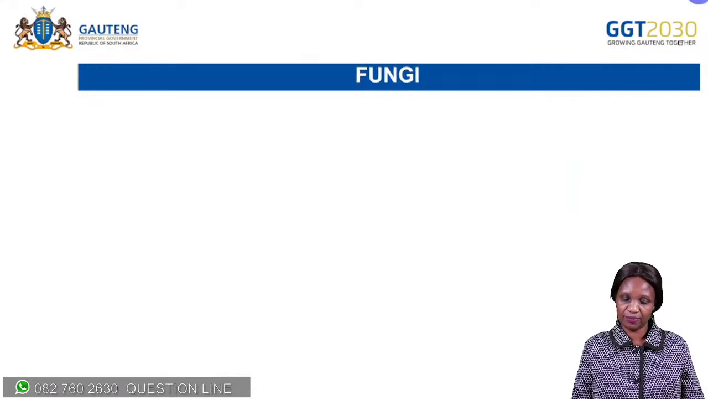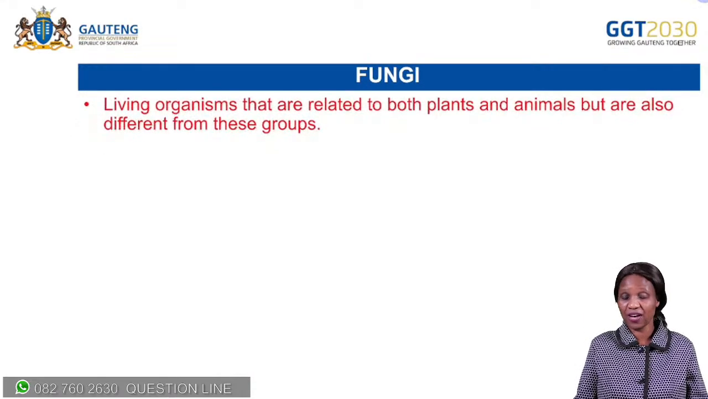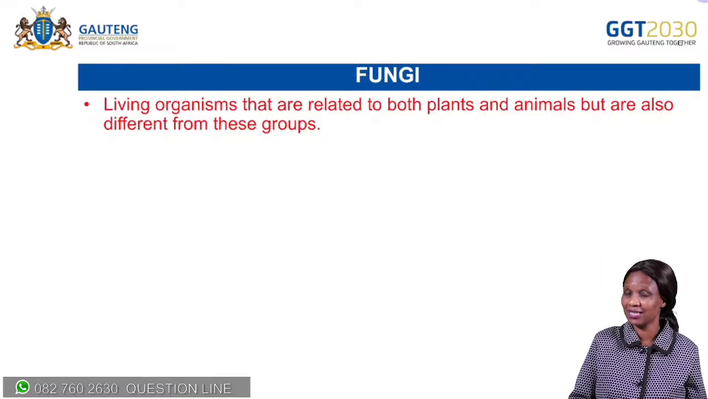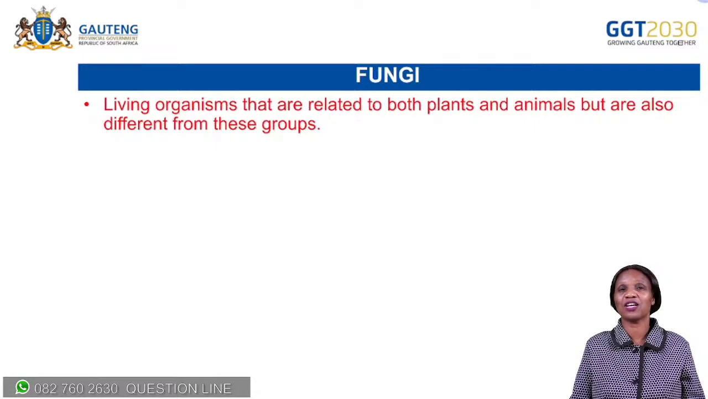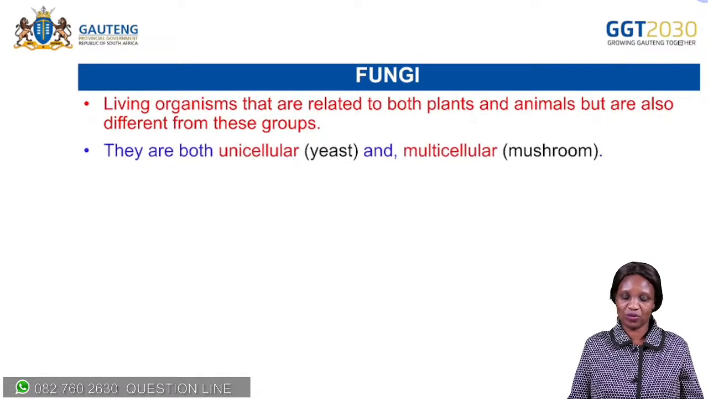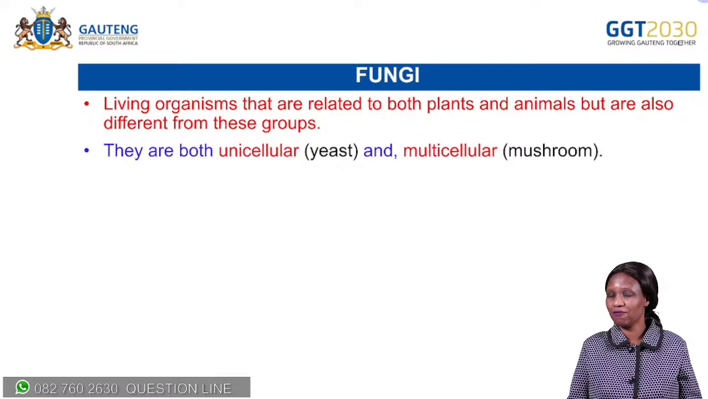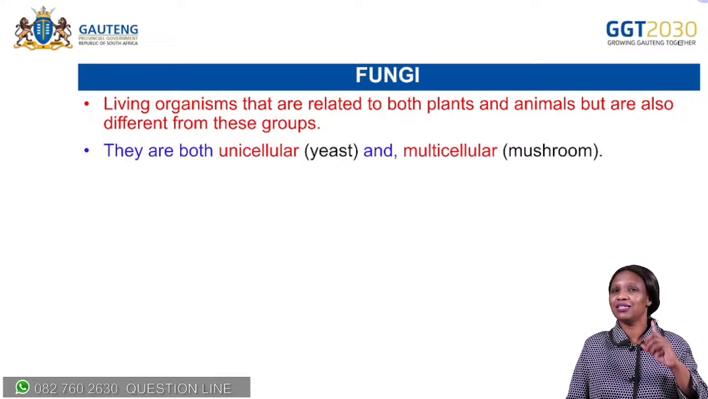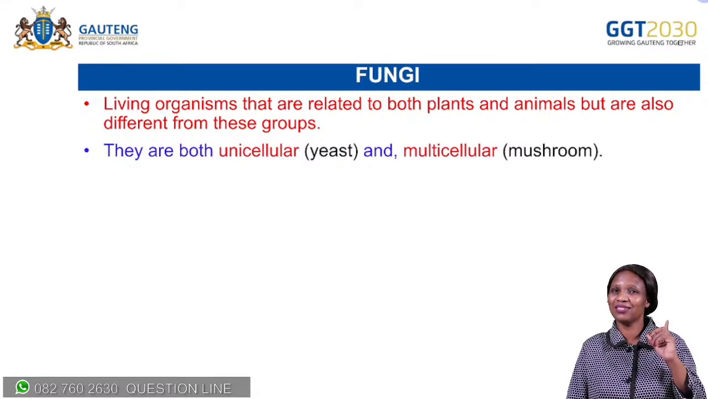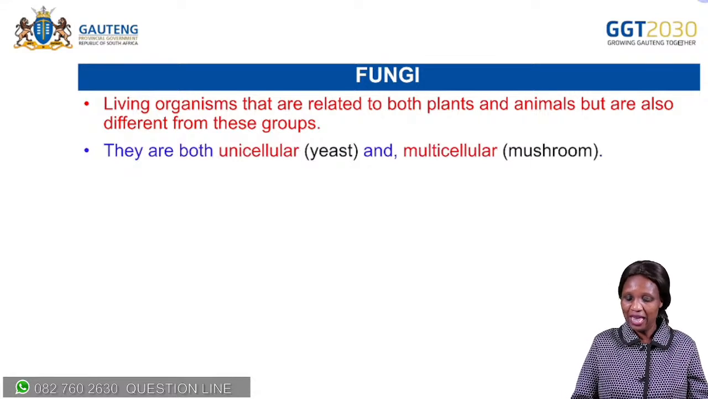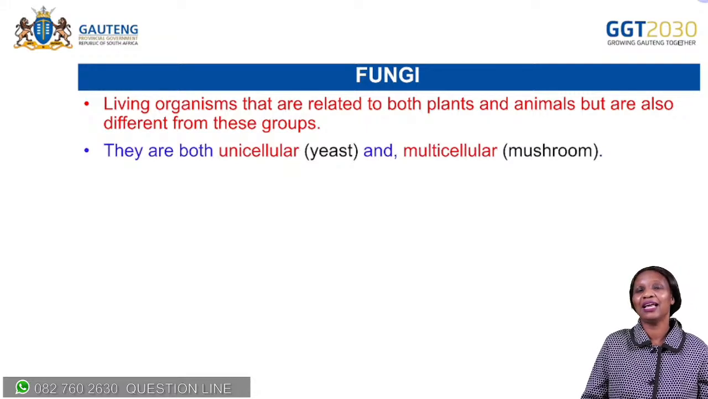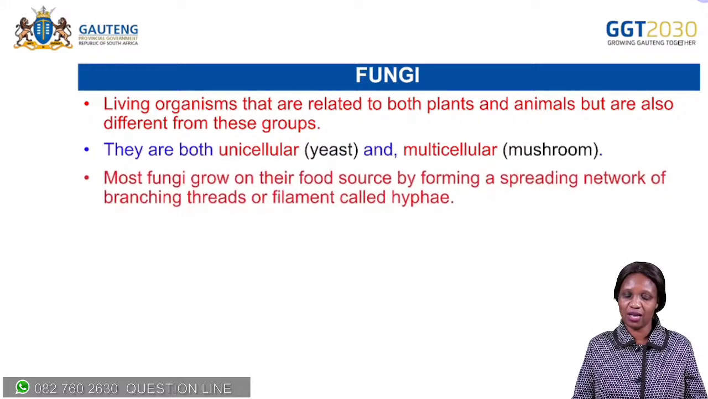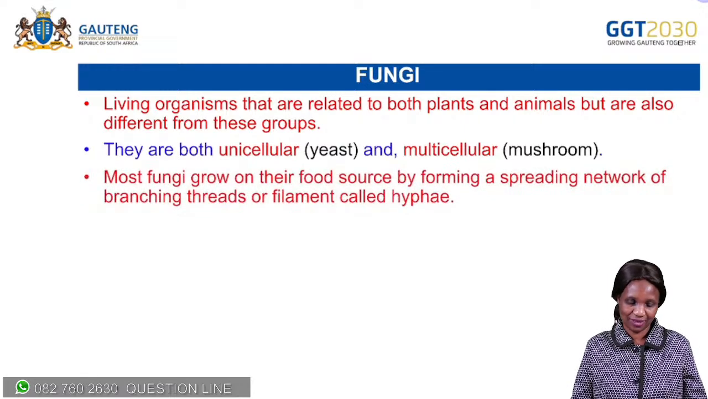Of protists. And then with fungi, these are living organisms and are related to both plants and animals, but are also different from these groups. And they are unicellular. For example, yeast. It is unicellular, meaning what? It has one cell. All right. And then the multicellular one is a mushroom. Okay? Mushrooms are multicellular, meaning they've got many cells.